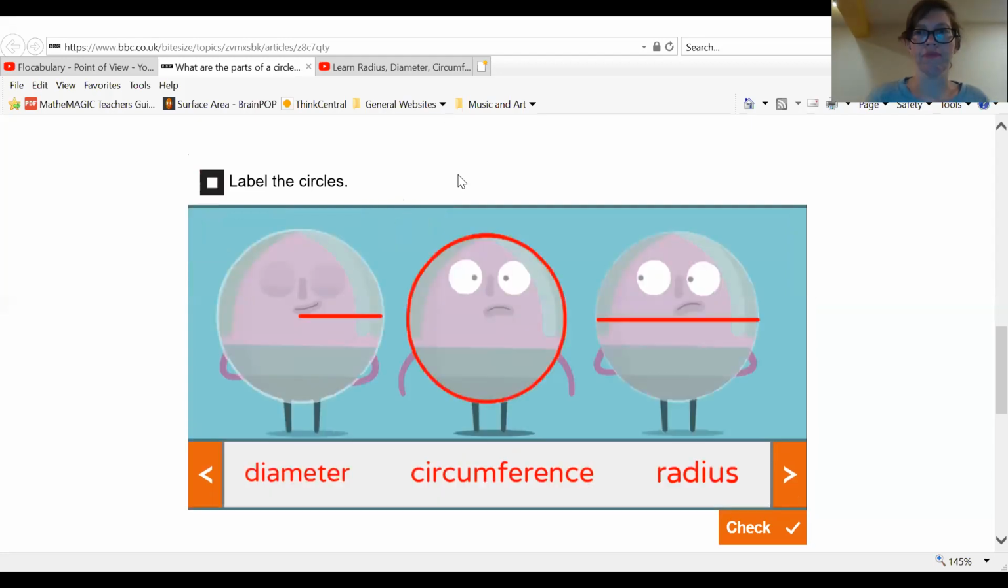Label the circles with the words diameter, radius, and circumference. All right, so I want you to look at the pictures and see if you can determine which one goes with which. So which one is the diameter, which one is the circumference, which one is the radius. I'll give you a minute to think about it, and then we will check to see if you're correct.